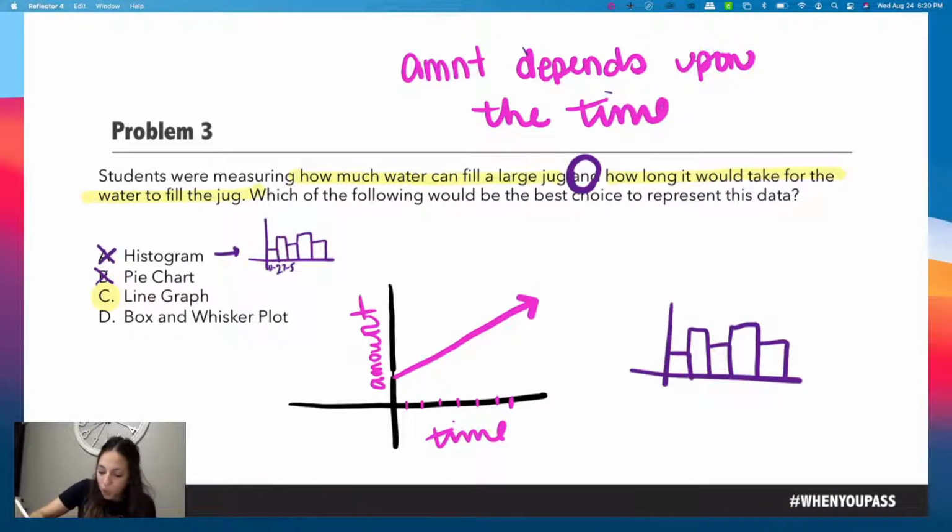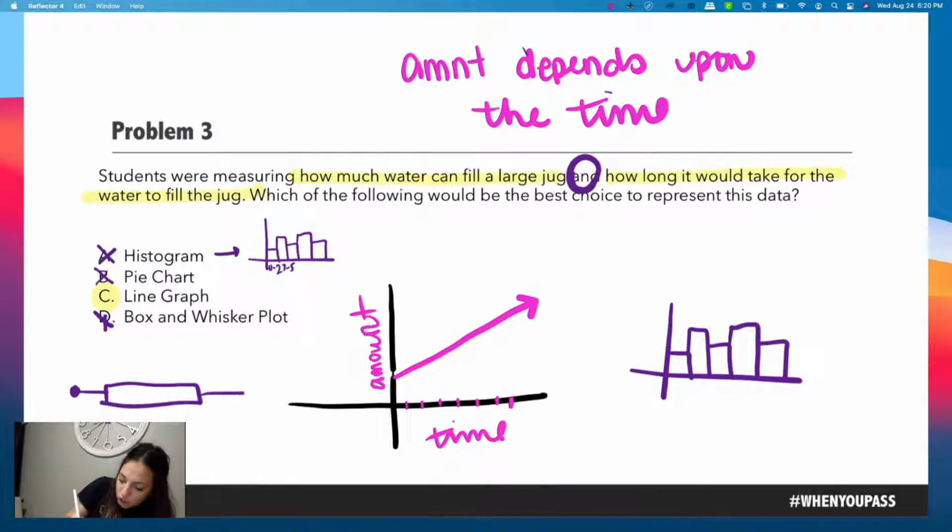A box and whisker plot is not going to be appropriate for this either, because a box and whisker plot is one in which we're looking at a range of data. So we're looking at our Q1, our Q2, our Q3, and our Q4. We're looking at an interquartile range. And so that's not going to be the best option for the representation of this data either.